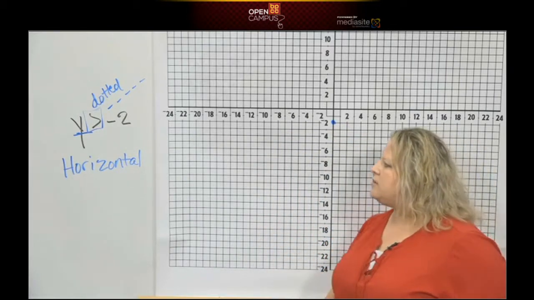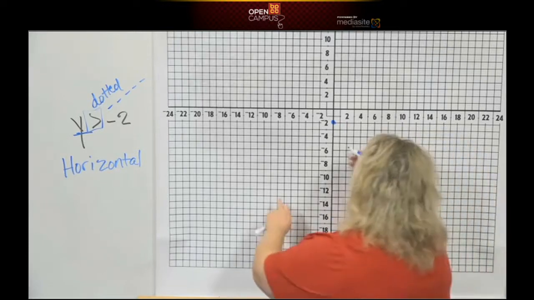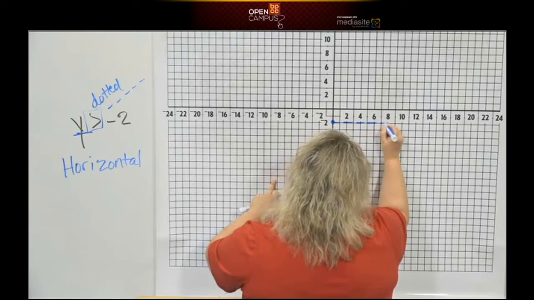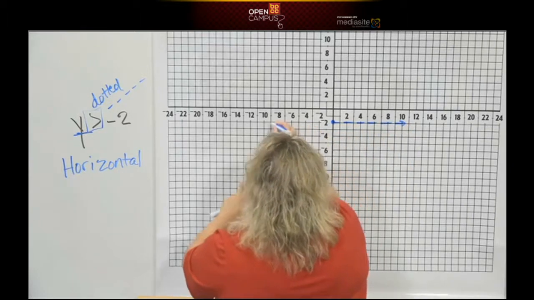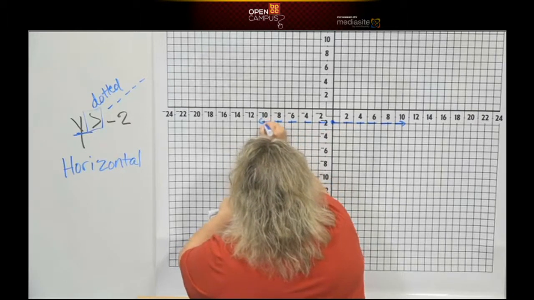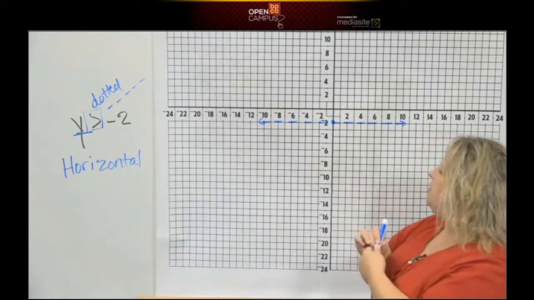So it's horizontal, so let's do that. Let's draw our line, and it's dotted, so I just kind of make little dash marks going left to right, and it doesn't matter how far you draw your line, just make sure it's dotted, dashed, broken, etc.